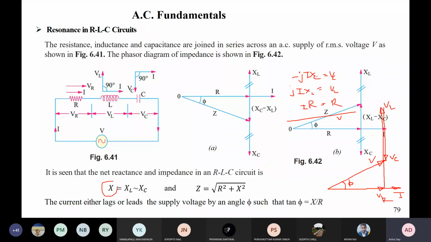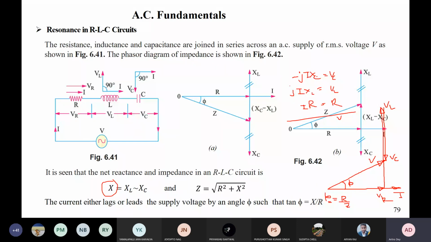So your overall impedance is equal to root over R square plus X square. Okay, and what is this angle phi? It is tan inverse X by R, or we can say phi is equal to cos inverse R by Z, where Z is equal to root over R square plus X square. Okay, so this is the case for the RLC series circuit.